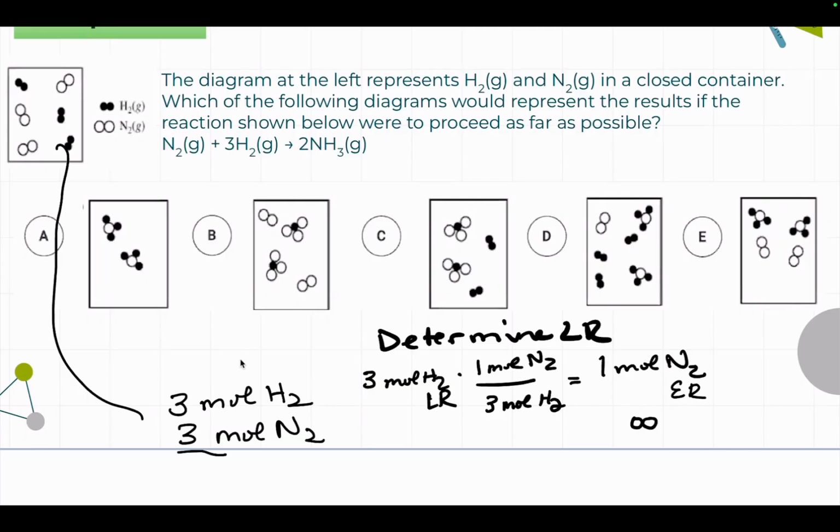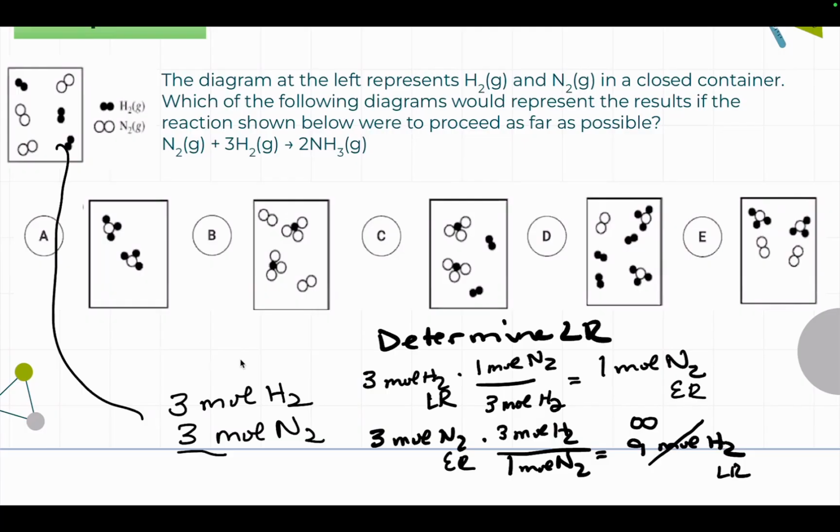Let's say it went the other direction, that you took your 3 moles of nitrogen and converted into moles of hydrogen. Then you would have gotten 9 moles of hydrogen would be required to react with all 3 moles of nitrogen, and we don't have that. So we would not even use that number. This is our limiting, and this is our excess.